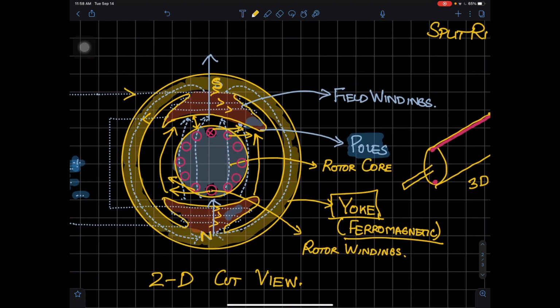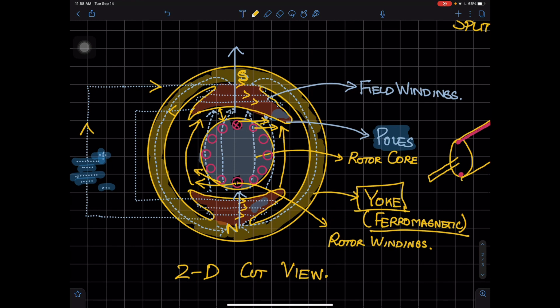Now over here in this cut view diagram, you can see I have installed not just one loop, I have many loops. In fact, if I do a little bit of counting, this is loop number 1, 2, 3, 4, 5, 6. So what I have done is arranged 6 loops in the whole 360 degrees.